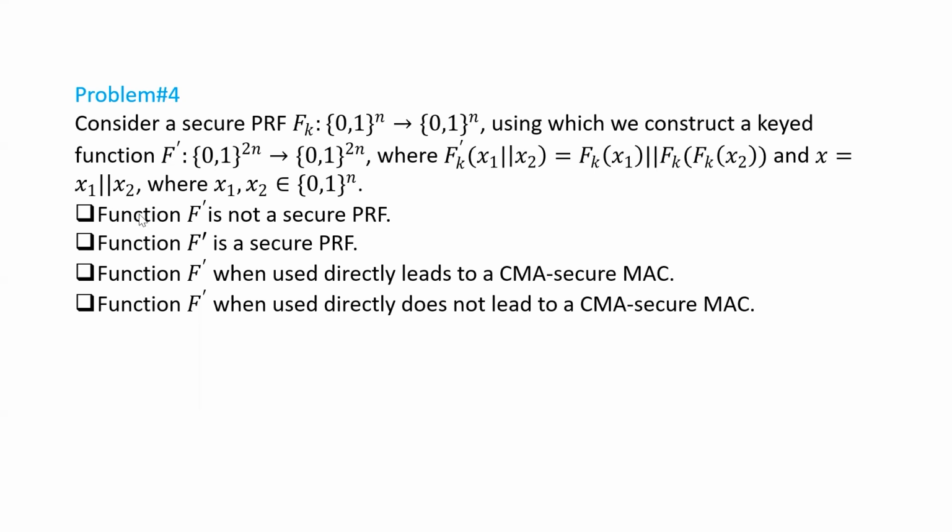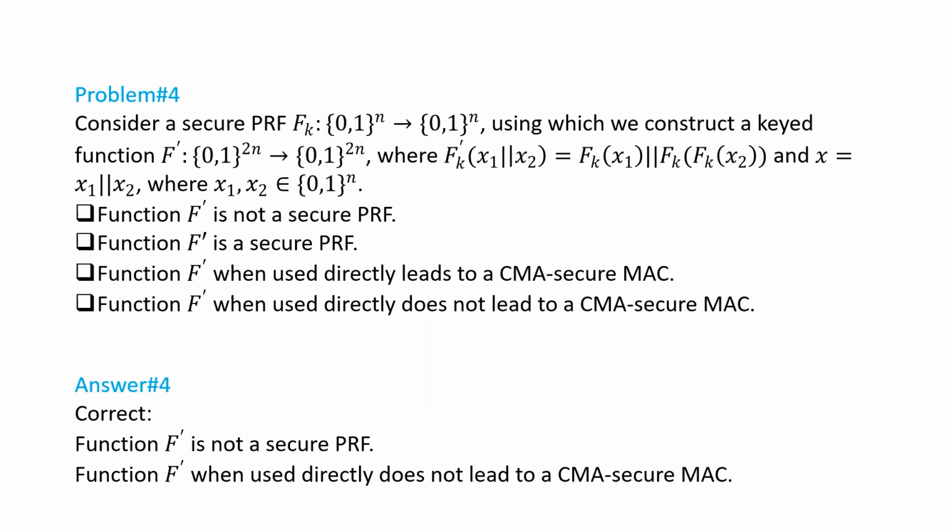So coming back to this question, we already discussed that function f dash is not a secure PRF. And if it is not a secure PRF, then this cannot lead to other cryptographic primitives, say a CMA secure MAC, or anything else. So function f dash when used directly does not lead to a CMA secure MAC. Okay, so basically a MAC can be built using a PRF. But if the underlying PRF is not itself secure, then we cannot build any further secure cryptographic primitive based on that. Okay.